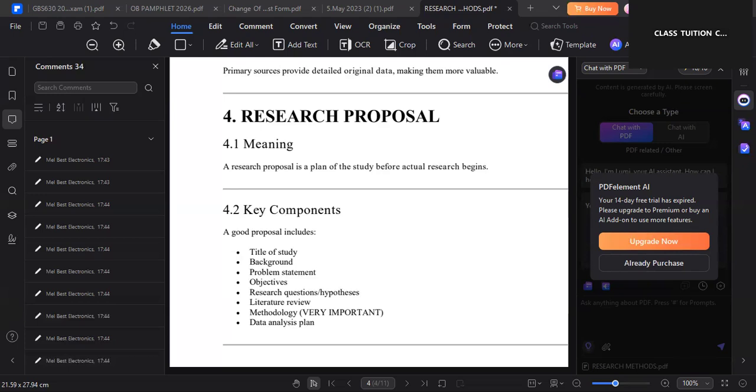Methodology is very important because it shows how the research will be conducted. The design: is it quantitative, qualitative, or mixed? The sampling techniques that I've been talking about, the collection method, whether it's questionnaire or interview, the population and sample size, data analysis methods, and also ethical considerations. The data analysis plan will show how data will be collected and processed. Then you go to the conclusion of your research. So basically, this is what is involved.